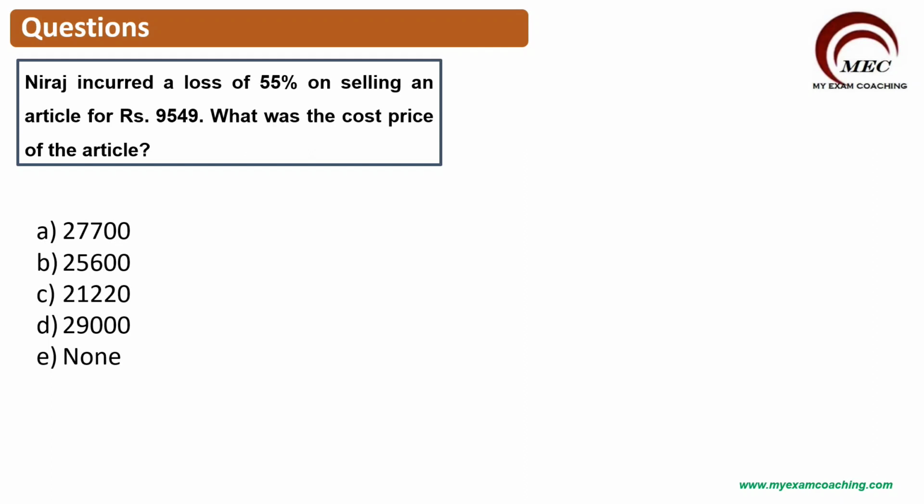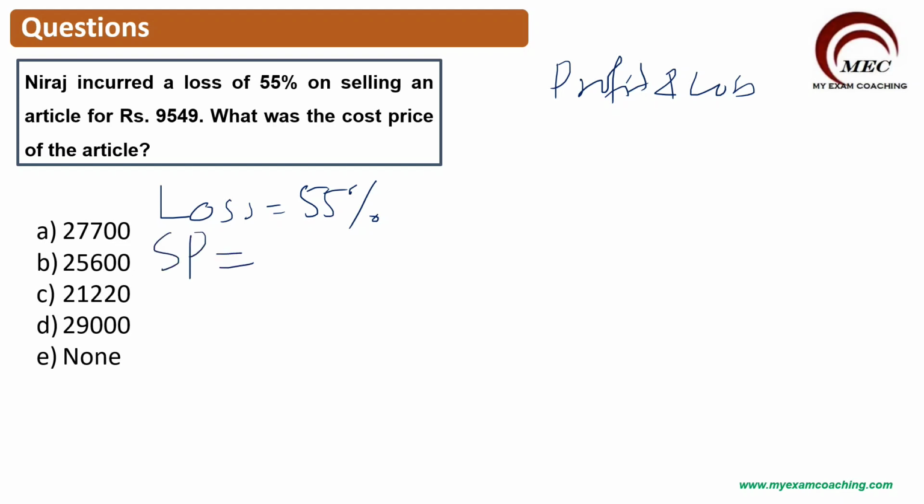Neeraj incurred a loss of 55% on selling an article for rupees 9549. What was the cost price of that article? This question is from profit and loss. The loss is 55%, and the selling price SP of the article is rupees 9549. What is the cost price of the article? CP is what we need to find out.